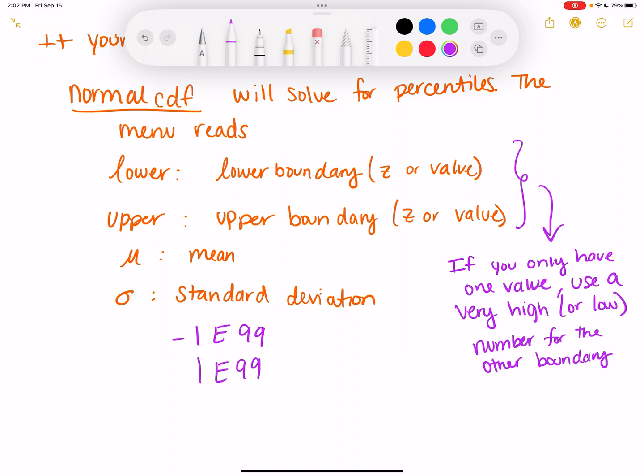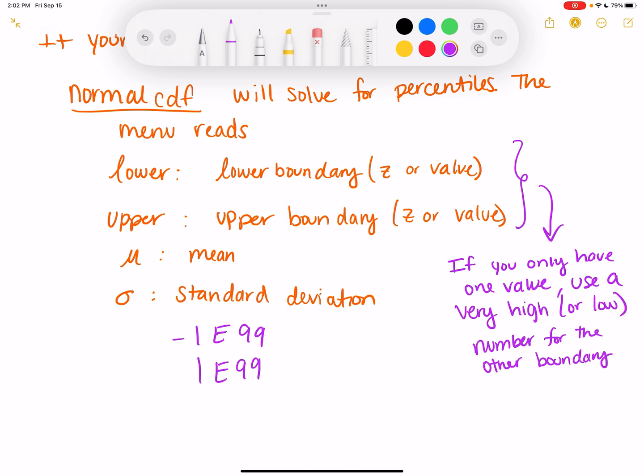All right, so hit second, and then vars, so it's beside the clear button, and then option 2 is normal CDF. So mine already has a lower of -1E99 in there. It has no upper value. 0 and 1 is in automatically. If you're given a mean and standard deviation, you need to replace 0 and 1 with that. If you aren't given one, leave it like that. Okay?